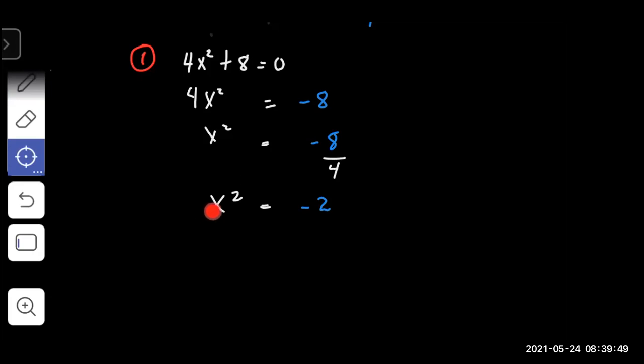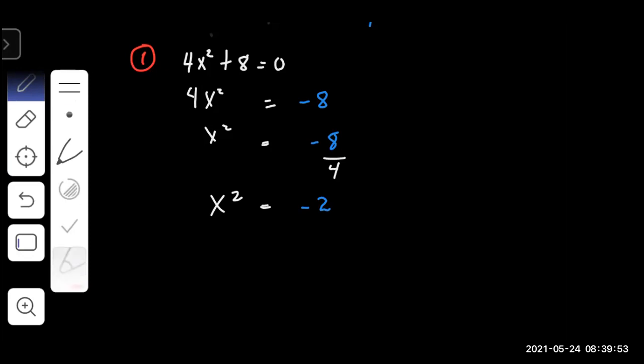Is x alone, guys? Should I ask you, is x alone? No. It's almost alone, right? But we got a square term. So how do we get rid of that square? We put the square root on both sides. Excellent, thank you very much. That is the square root property.